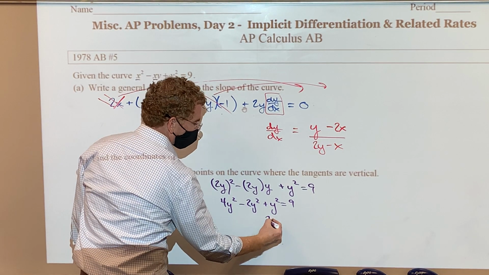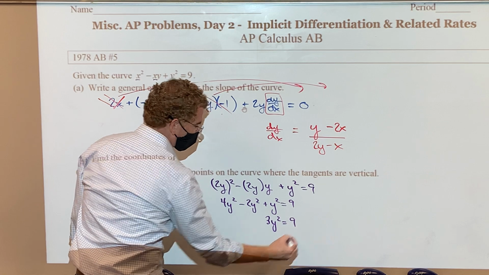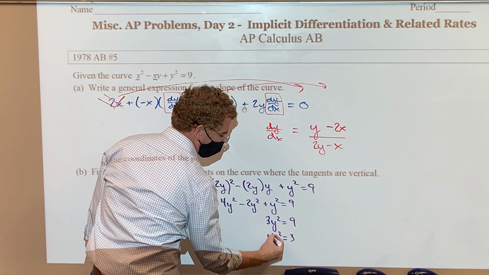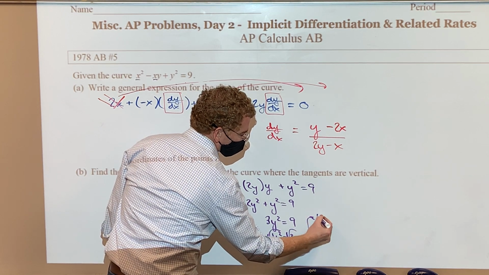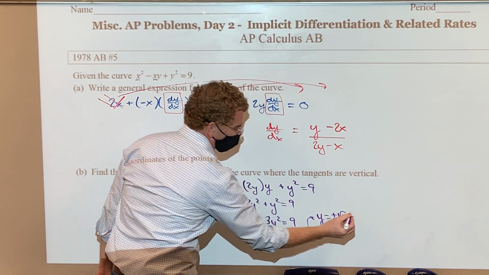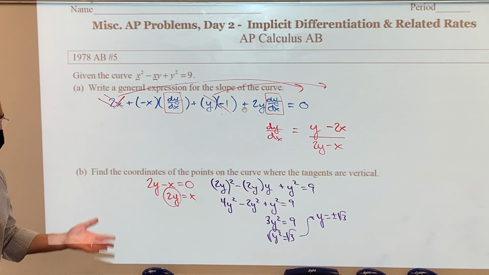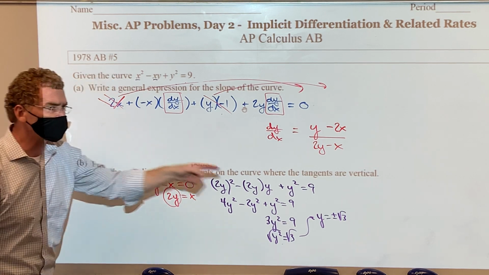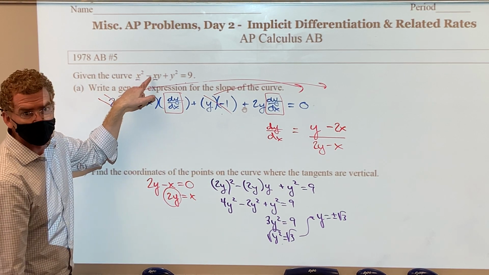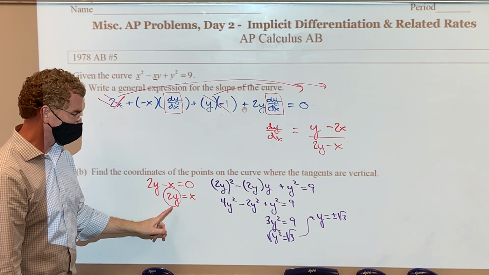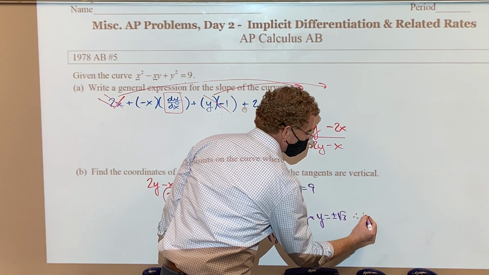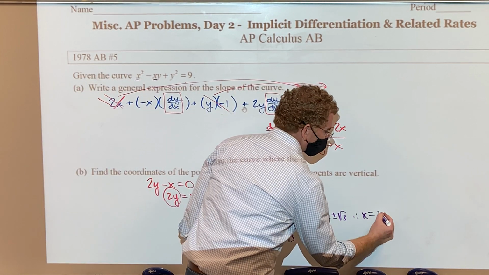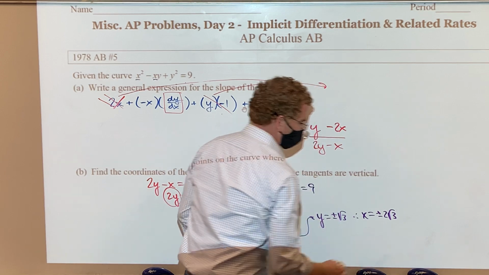And that gives me what? 3y squared equals 9. So y squared equals 3. What does that mean then? y equals plus or minus root 3. And if y equals plus or minus root 3, where are you going to plug a plus or minus root 3 if you're solving that system? In there, because it's just easier. So that means that my x would equal twice that, so plus or minus 2 root 3.